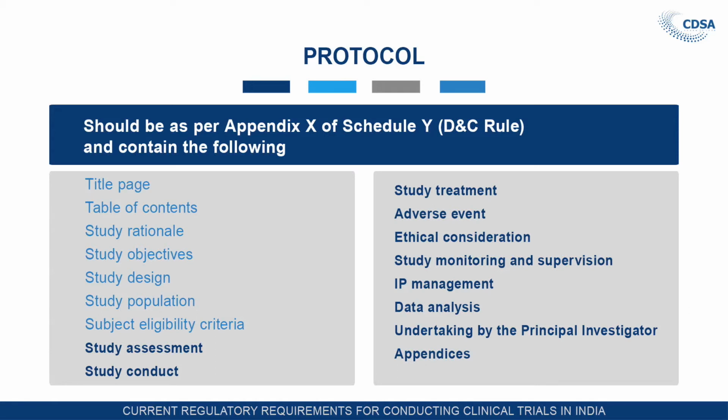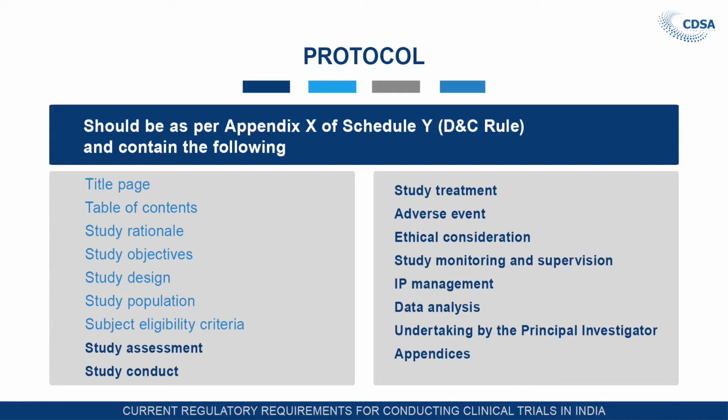When you begin a clinical study or a clinical trial, the first and most important document is the protocol. The protocol which is designed should be as per Appendix 10 of Schedule Y, which is under the Drug and Cosmetic Act. The protocol should have many areas like the table of contents, the title page, the study rationale, the objective, the design, the population. It should also tell the eligibility criteria, which includes inclusion and exclusion criteria.